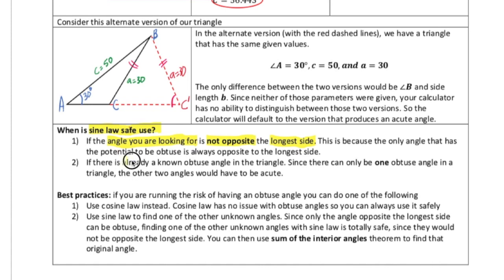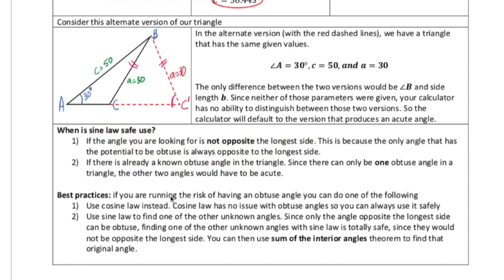Also, if there is already a known obtuse angle in the triangle, you can only have one obtuse angle in a triangle. The main reason is that the sum of the angles inside a triangle only adds up to 180, and to have an obtuse angle, you need to exceed 90 degrees. To have two obtuse angles, both would have to exceed 90 degrees, which would automatically make it not a triangle because you would go past 180. So only one angle in a triangle can be obtuse.